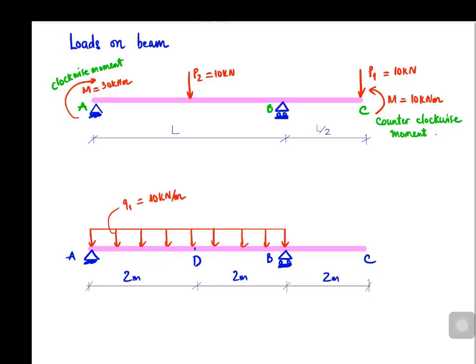This load may be assumed as a total load acting at the center of gravity of the loading. For example, the given load may be replaced by a 40 kilonewton concentrated load acting at a distance of 2 meters from the left support.